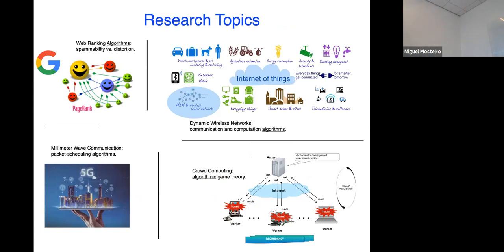I would say 50% of my focus is on ad hoc networks in challenging conditions, right? Communication and computations. It's been since my PhD thesis already. And I have some work, or a lot of work, I would say, on crowd computing, applying game theory with other collaborators.